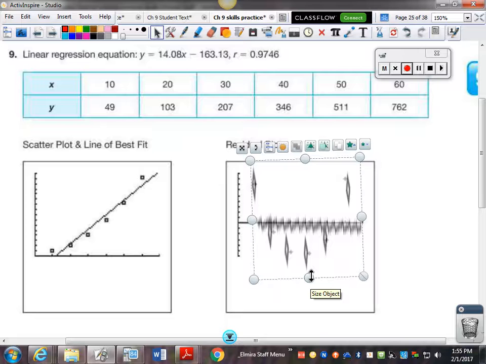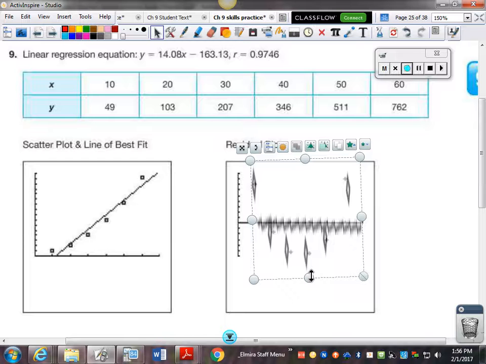That's what a residual plot is. It's taking the line of regression and making that the x-axis, and then exaggerating how far each data point is away from that line of regression. And again, when it makes that U shape, that would indicate nonlinear.